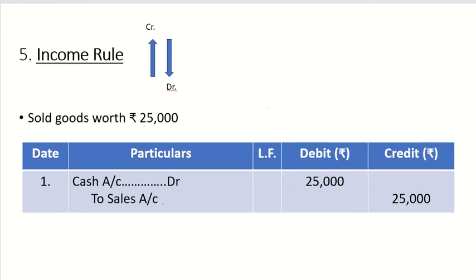Now we'll see the fifth type of account, that is income. Income account. So the income rule is: if this account increases, we will credit it. If it decreases, we will debit it. So we'll see an example here. Sold goods worth rupees 25,000, which means they are selling the goods. In return they are receiving cash. So the two accounts affected here are the sales account, because they are selling the goods, and the cash account, because they are receiving the amount in the form of cash.